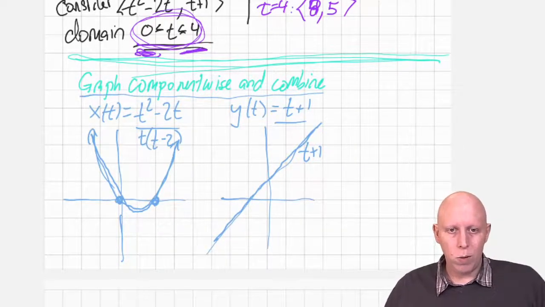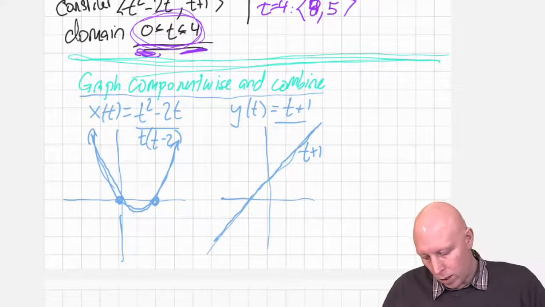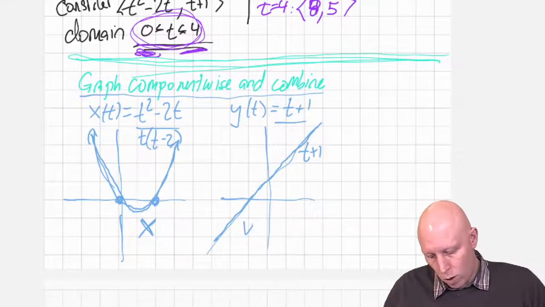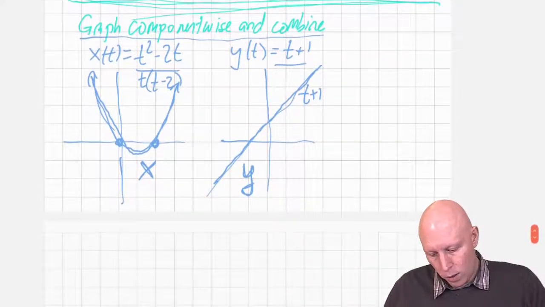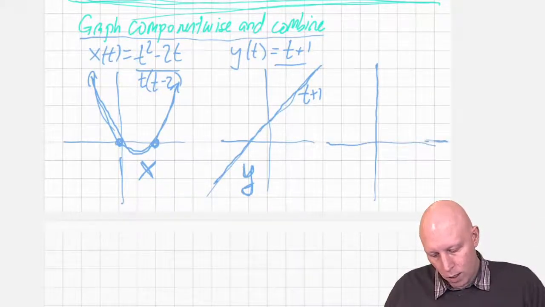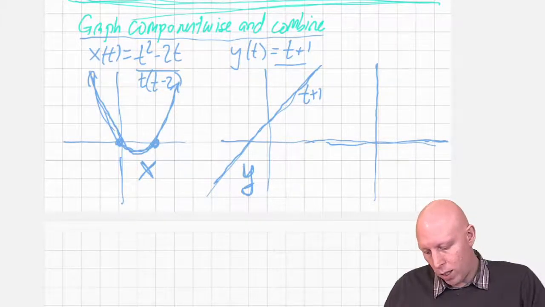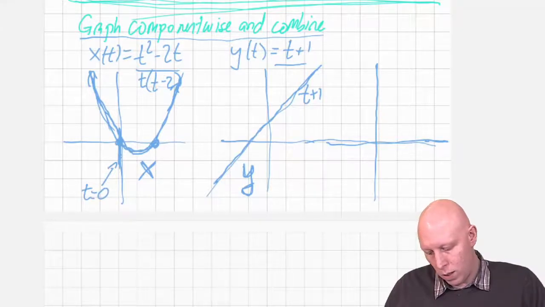All right, and so now what we want to do is combine these two things. This is the x-coordinate, and this is the y-coordinate. So what we need to do is look at this, and if we're going to graph these things, we need to keep track of what the x-coordinate is and the y-coordinate is for the same value of time. So here we have time equals 0, and this is time equals 0.